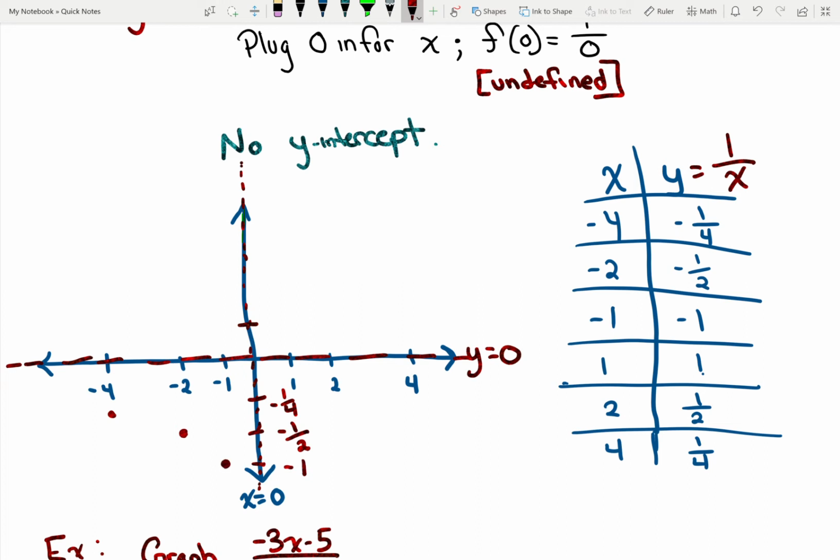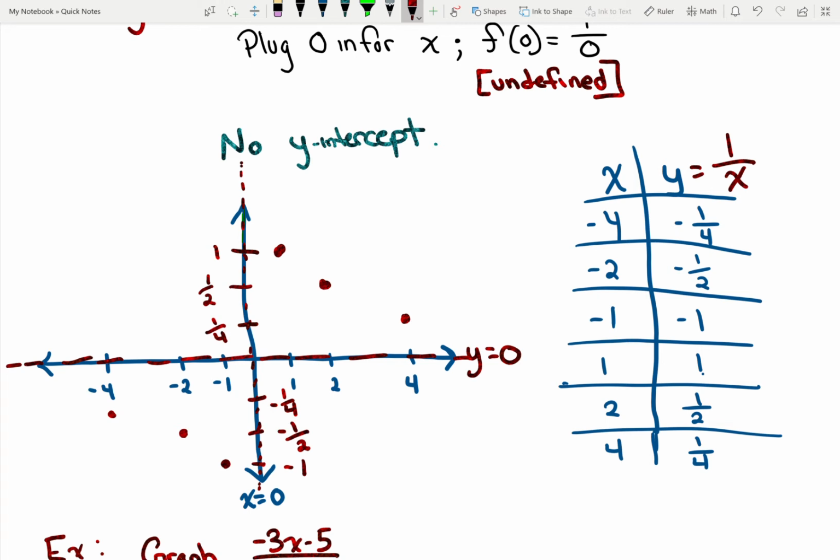Okay, and I'm going to do the same thing on the other side. So at 1, I get 1. At 2, I get 1/2. And at 4, I get 1/4. So it looks like this. So we have everything in place to draw our graph completely. The only thing you have to do is connect these dots.